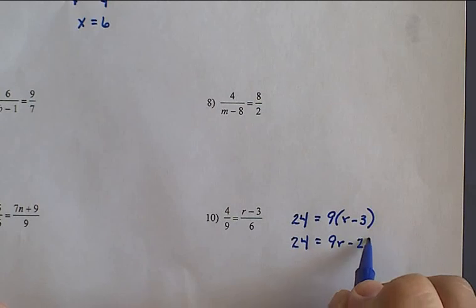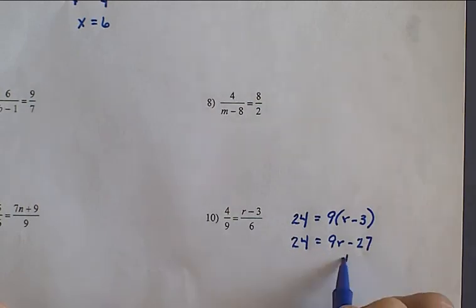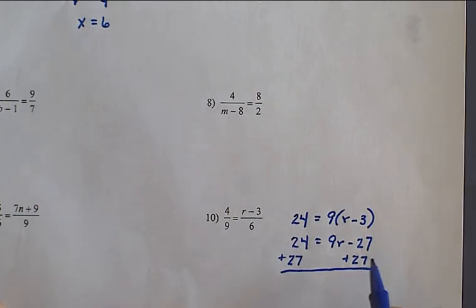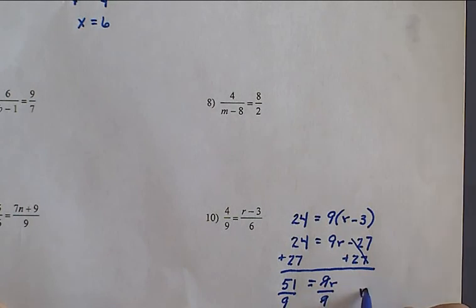Now, add the 27 over. And those drop out. You get 9r equals 51. Divide both sides by 9. And this is one like I was talking about. That does not come out evenly. So I'm just going to write that r equals 51 over 9.